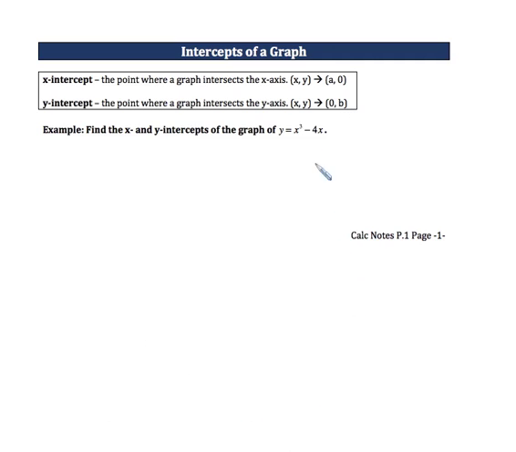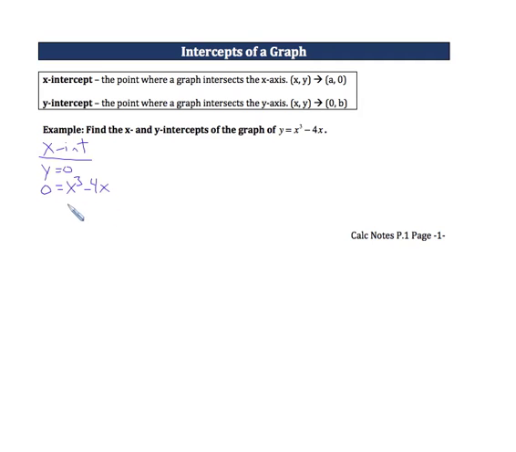Let's go ahead and find the x and y intercepts of the graph of y equals x cubed minus 4x. So first, let's go ahead and find the x-intercept. Alright, if we want to find the x-intercept, notice the y value has to equal 0. So we're just going to let y equal 0 and substitute it into our equation. So we get 0 equals x cubed minus 4x. And now we just need to solve this equation for x.